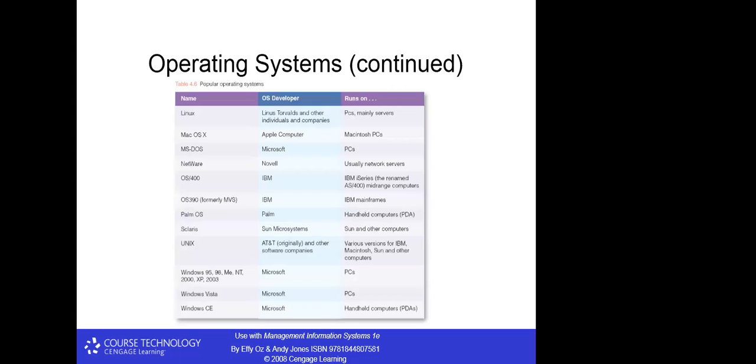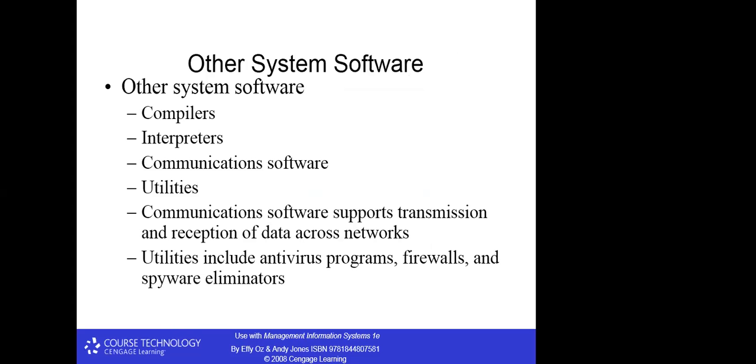So these are common operating systems that we have, and the developers that we have. Linux can run on PCs, NetWare, it can run on network servers, just a lot of them. Other system software include compilers, interpreters, communication software, utilities. All of them are system software.